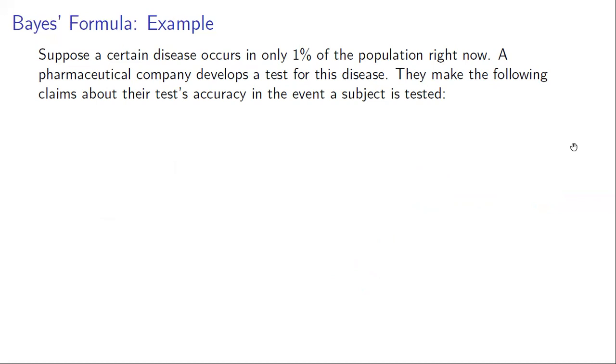So suppose a certain disease occurs in only 1% of the population right now. What I mean by right now is that maybe much more than 1% of the population gets this disease over a period of a year or over their lifetime, but what we care about is right now. Right now, at this moment, what percentage of the population has this disease? So suppose it's 1%. Now a pharmaceutical company develops a test for this disease.